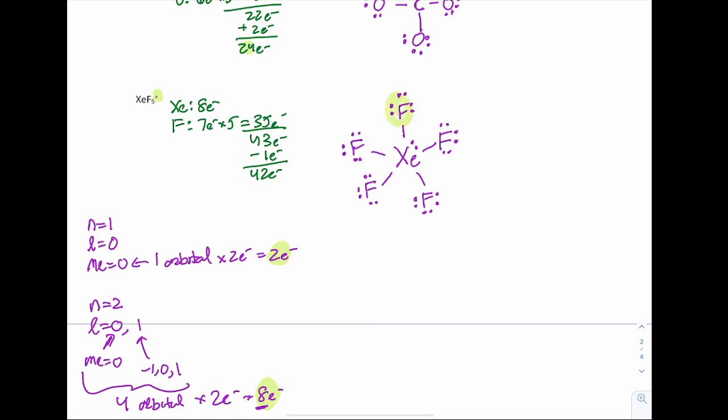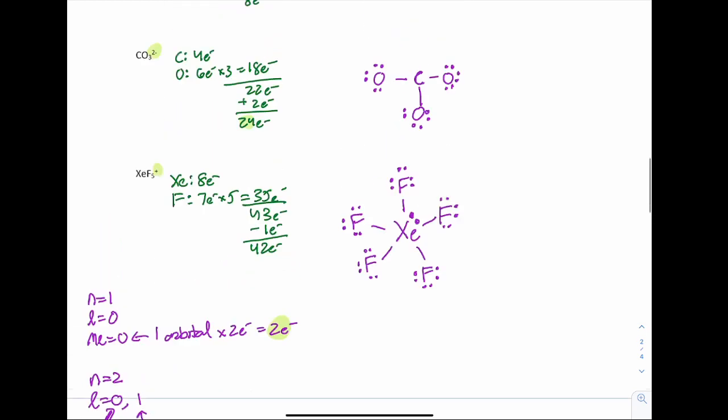And I know I have 1, 2, 3, 4, 5 fluorines. So 8 times 5 is 40. And then I could just say, okay, I have 2 left over. So then those 2 went on xenon because our rule says to put them on the central atom. I don't know if you saw them, but they're just squished in here.